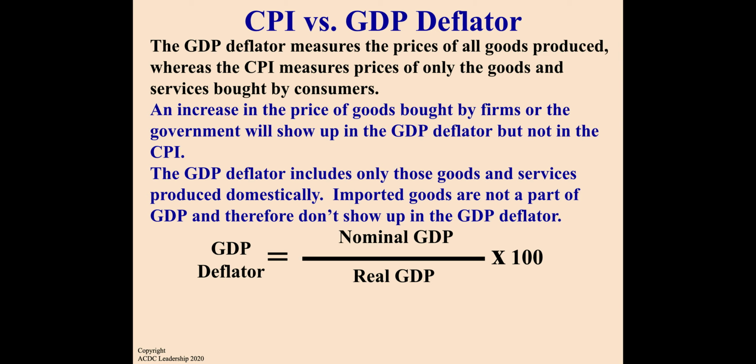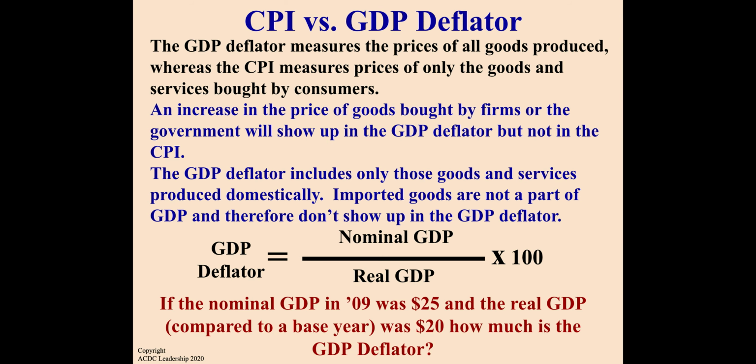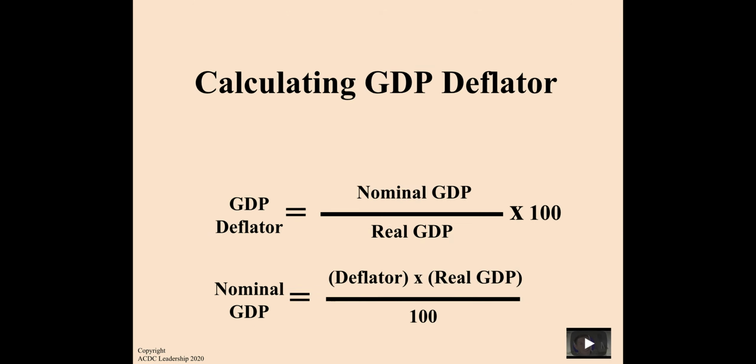So the equation is the GDP deflator equals nominal GDP over real GDP times 100. If the nominal GDP in 2009 was $25 and the real GDP was $20, how much is the GDP deflator? You just have to fill into the equation to get your answer. Again, the GDP deflator equals nominal GDP over real GDP times 100. Or if we move nominal GDP over, nominal GDP equals the deflator times real GDP over 100.